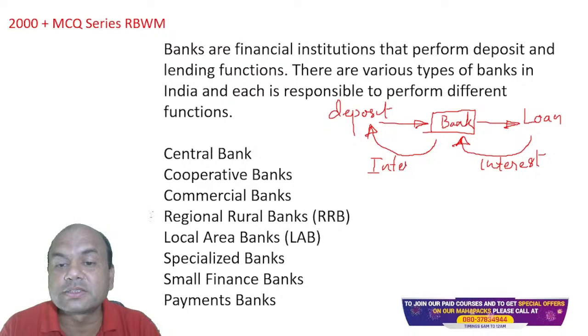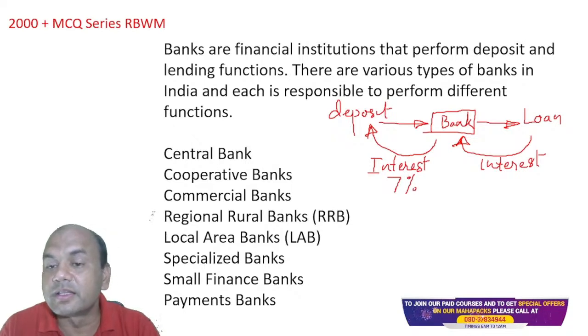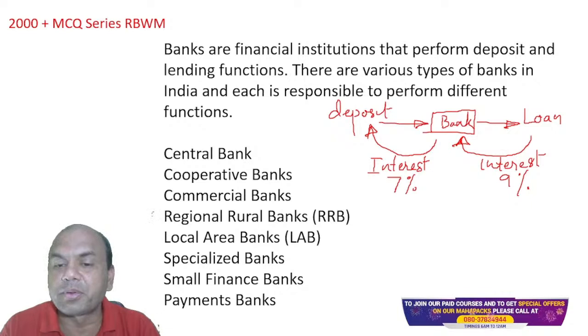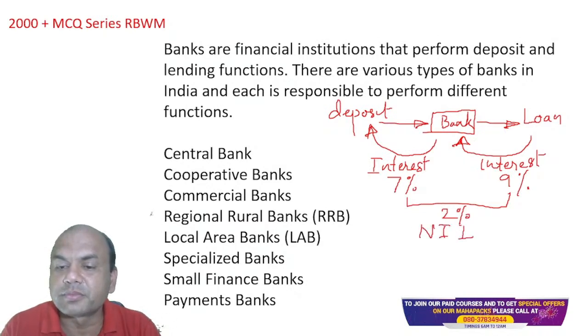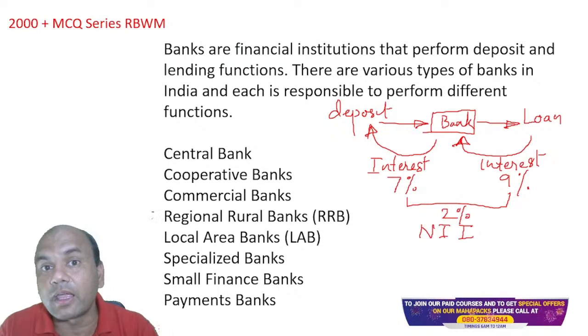The only difference is that this interest over here will be lesser. Let's say this interest is 7%, then this interest should be at least 9%, so that the gap of 9 minus 7, that is 2%, is known as NII, net interest income.